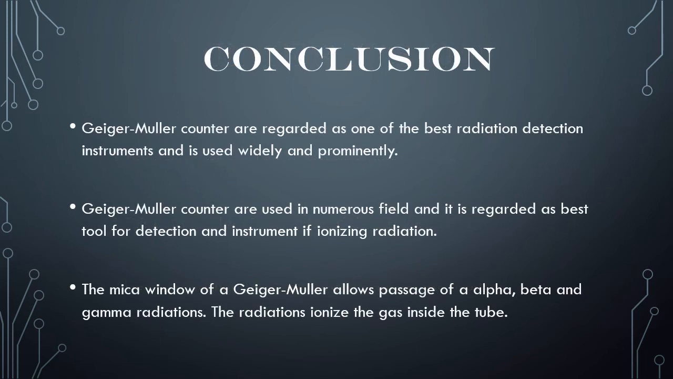Conclusion. Geiger-Müller counters are regarded as one of the best radiation detection instruments and are used widely and prominently. Geiger-Müller counters are used in numerous fields and it is regarded as the best tool for detection and measurement of ionizing radiation. The mica window of a Geiger-Müller tube allows passage of alpha, beta and gamma radiation. The radiation ionizes the gas inside the tube.